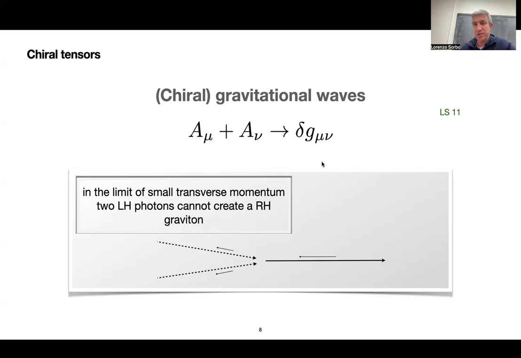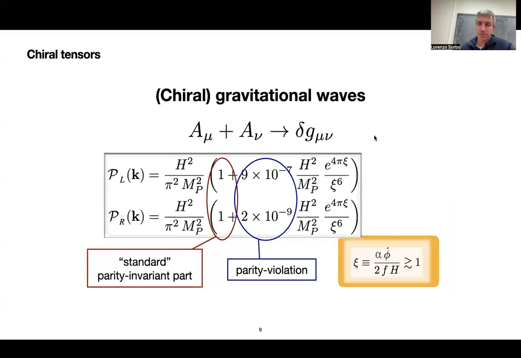What's the spectrum of these gravitational waves? It's computed in some approximation in this form. So this is the power spectrum of left-handed gravitational waves and power spectrum of right-handed gravitational waves in this scenario. This contains two components. The standard one, you have a one here and the one here. This is parity invariant, meaning the left-handed and right-handed gravitational waves have the same amplitude. This is just the standard spectrum of gravitational waves produced during inflation.